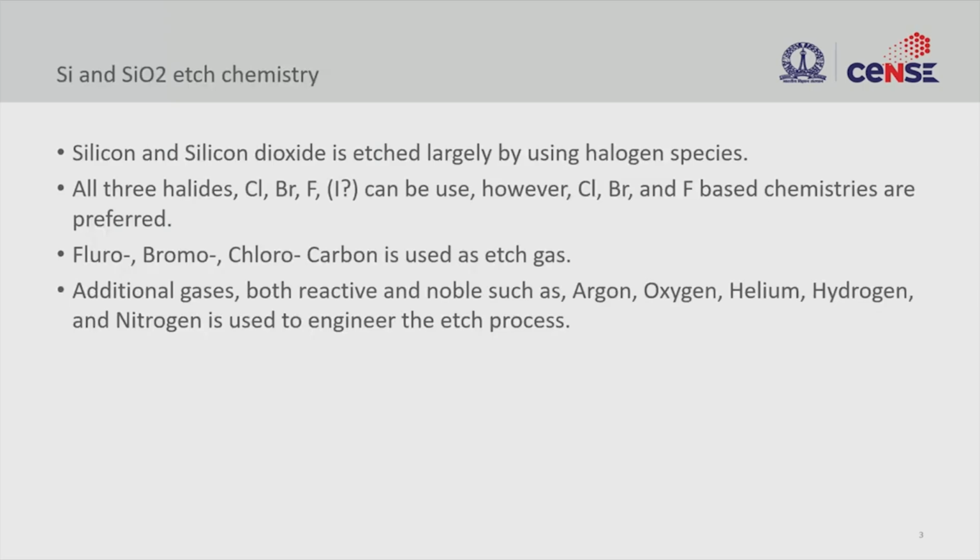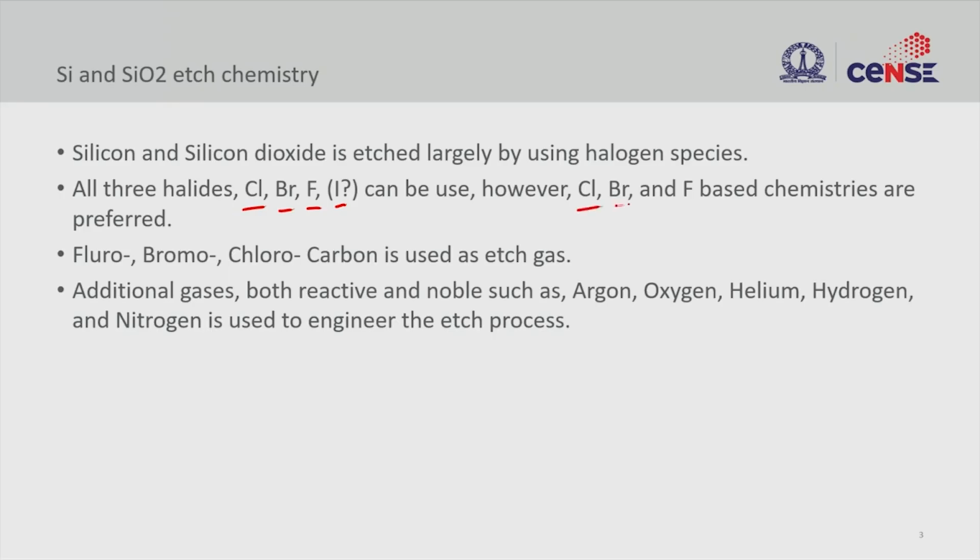Primarily, silicon and silicon dioxide etch chemistries use halides. It could be chlorine, bromine, or fluorine. Iodine also comes under the category of halides, but it is very hard to control, the pressure is very hard to control, so it's not used in etching.